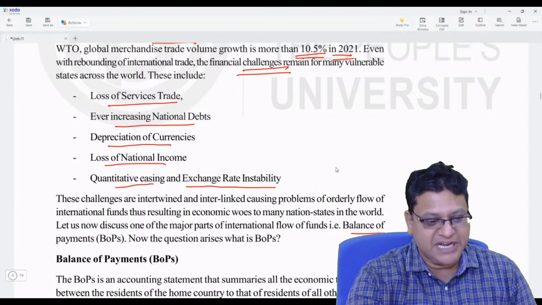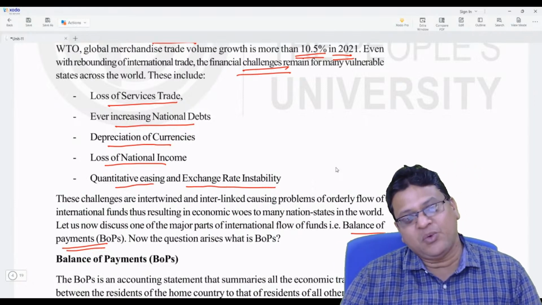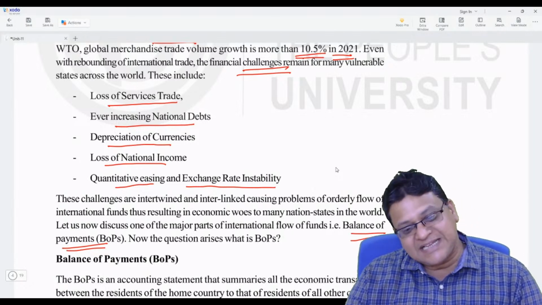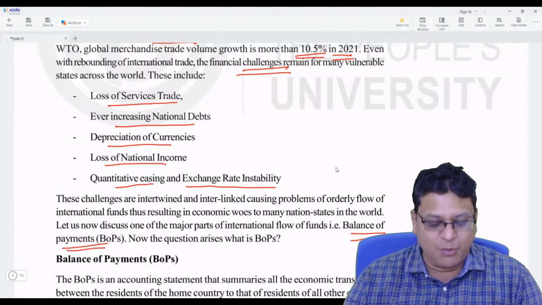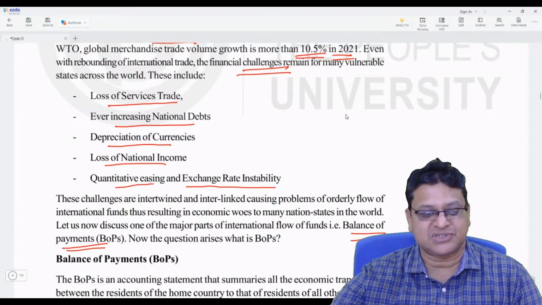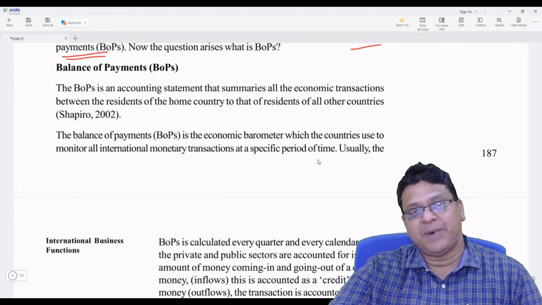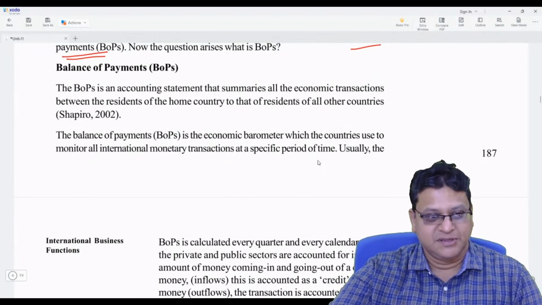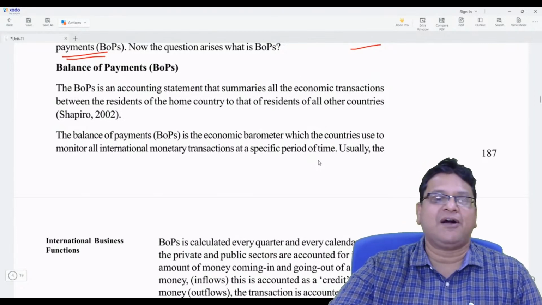So what is a BOP crisis? Balance of payment crisis. So today we will discuss what balance of payment is and what crisis is, how it creates a crisis, what BOP is and what its components are, how it leads to crisis. We will discuss all these things one by one. So first we will discuss balance of payment. What is balance of payment? What is the BOP of a country? BOP is an accounting statement.